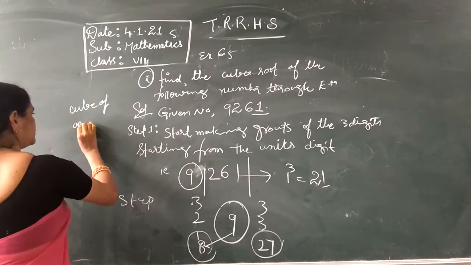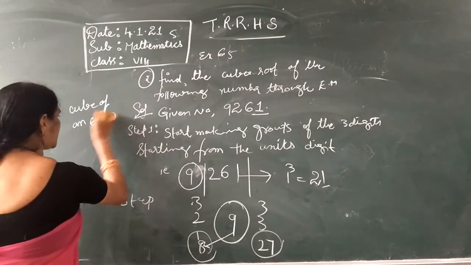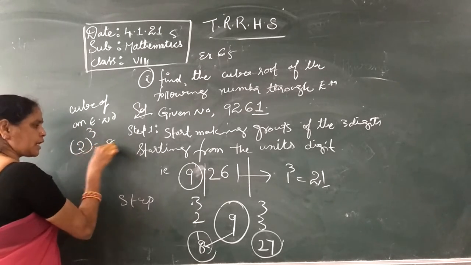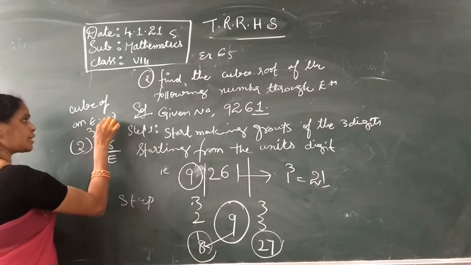Cube of an even number. What is an even number? Take one even number, 2. So 2 cube means 8. So this 8 is even or odd? Even. But what is your answer?